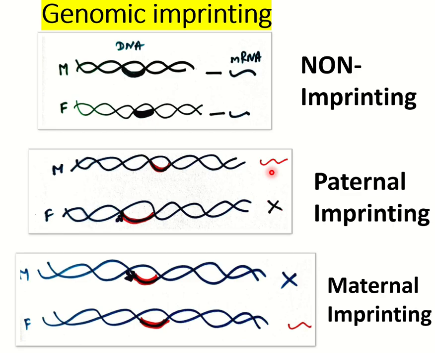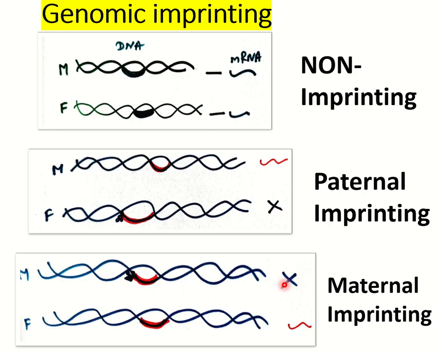Now, just to summarize, in genomic imprinting, remember, only one parental copy will be working, the other one will be silenced. The majority of our genes are non-imprinted genes. It means both the alleles will be producing proteins in equal quantity, equally contributing to protein production. But in paternal imprinting, the father's gene is switched off. In maternal imprinting, the mother's gene is switched off.